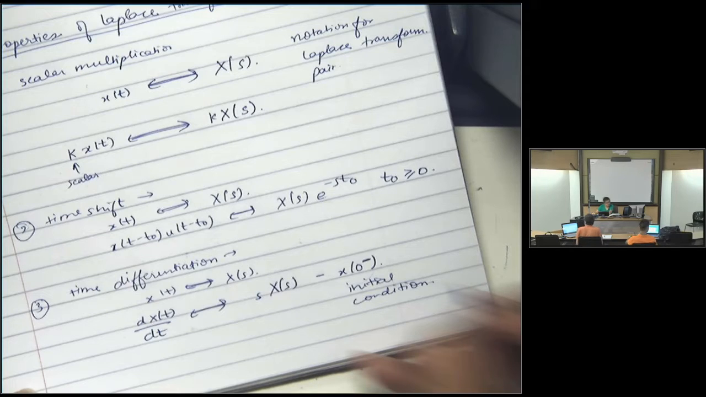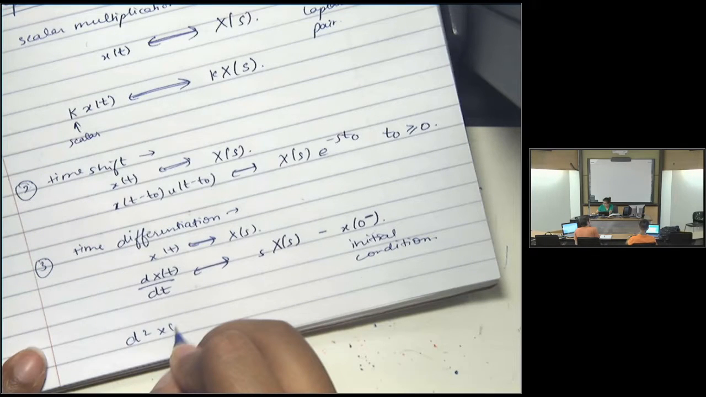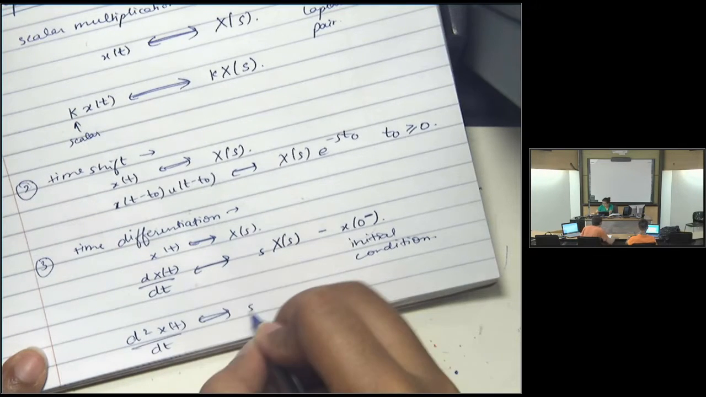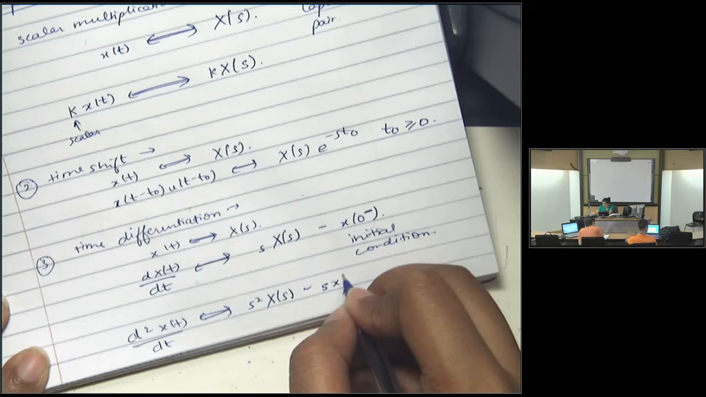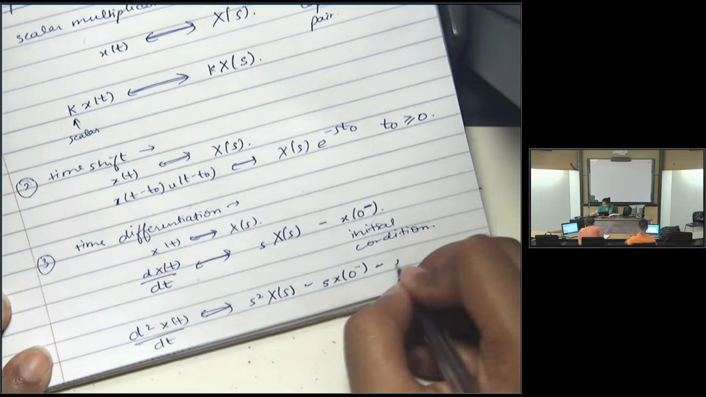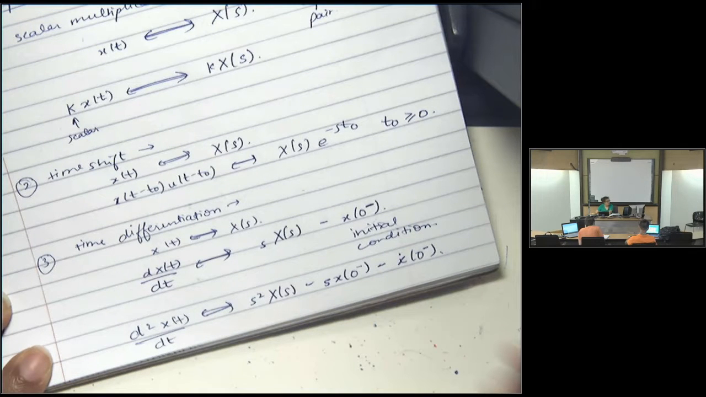If you're taking the second derivative, your Laplace transform gets multiplied with s square. Your first initial condition gets multiplied with s, and the derivative of your initial condition comes next. And then this goes on and on as your degree increases.